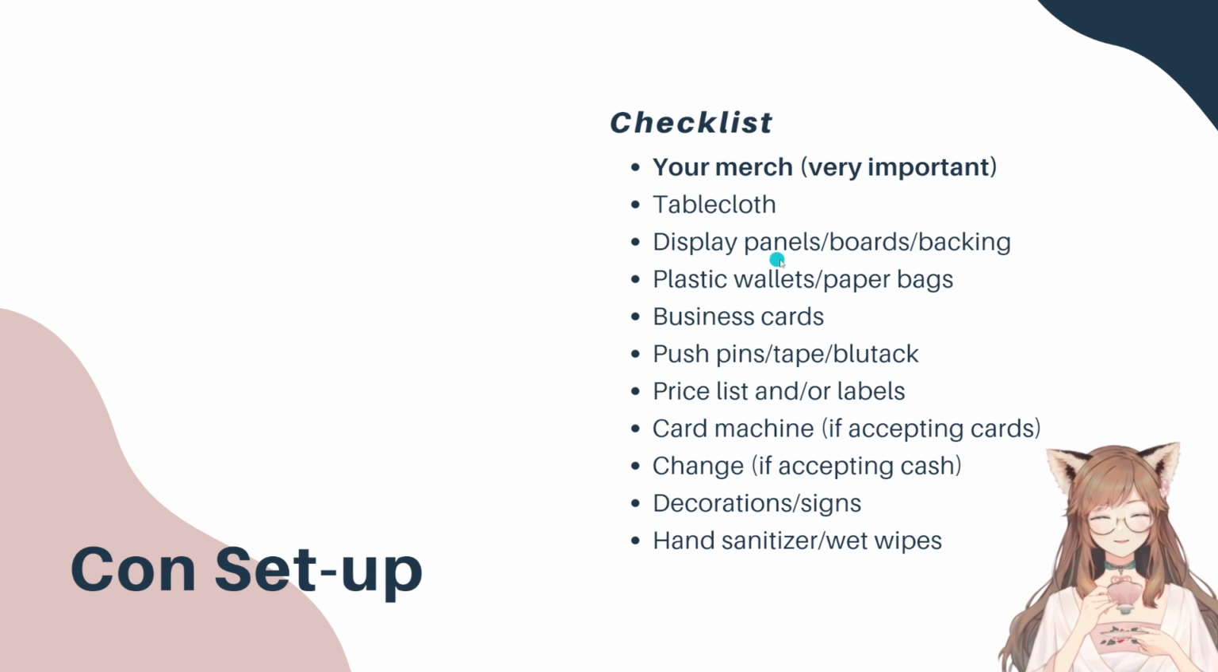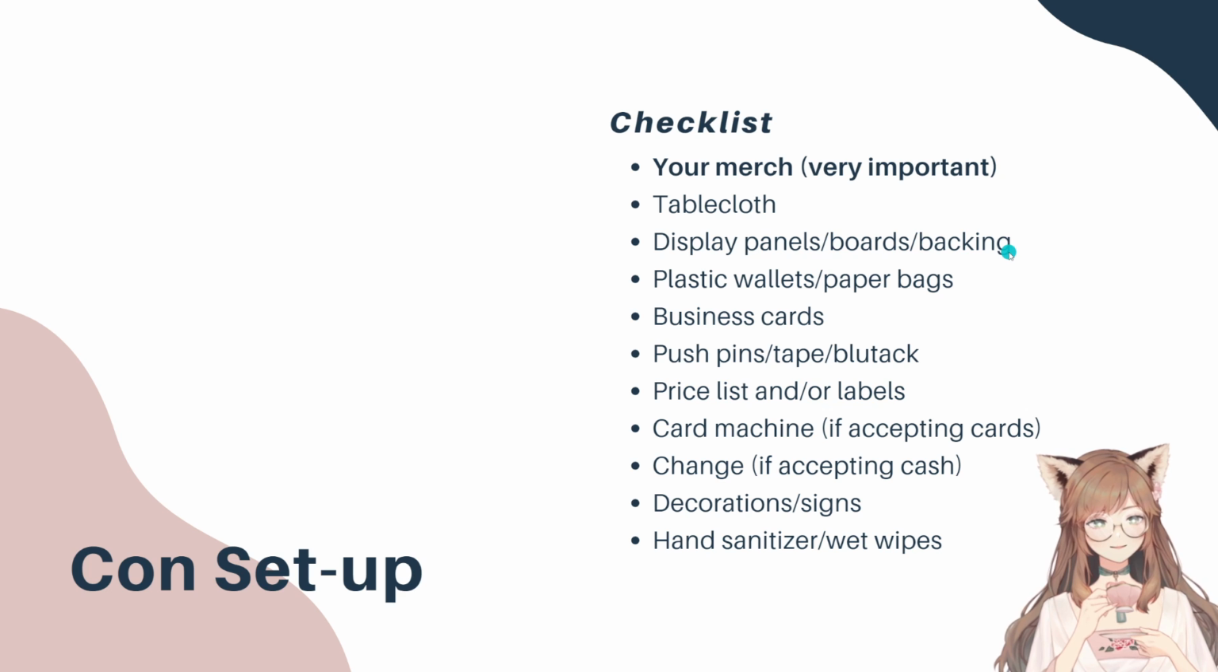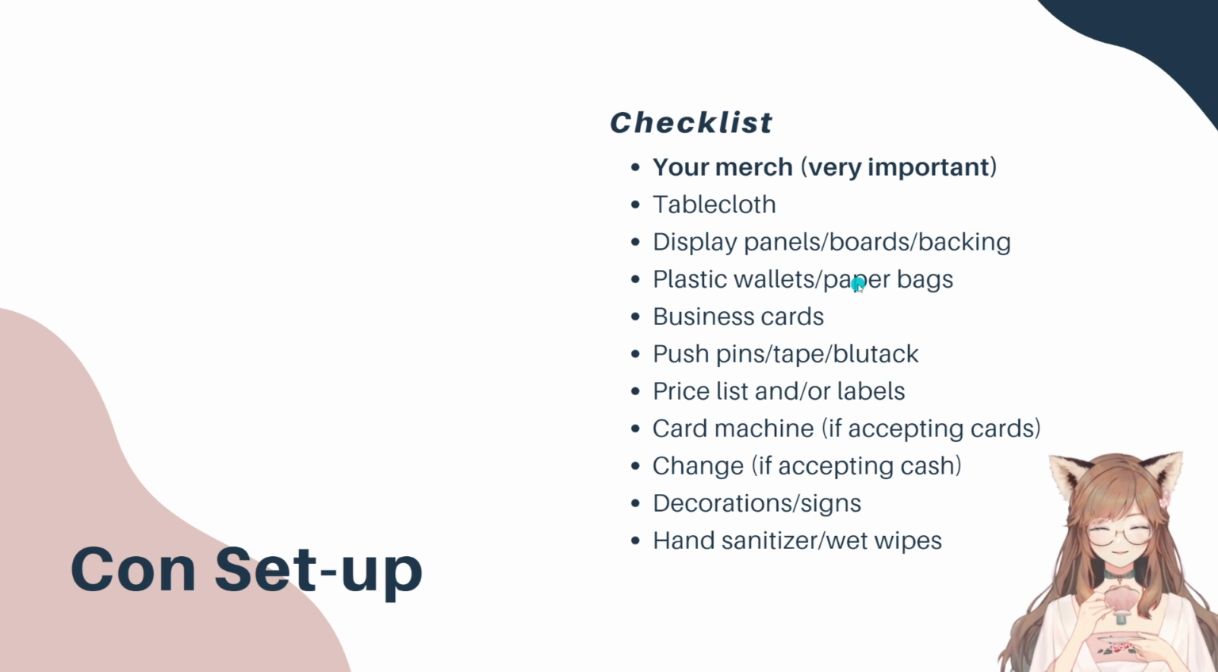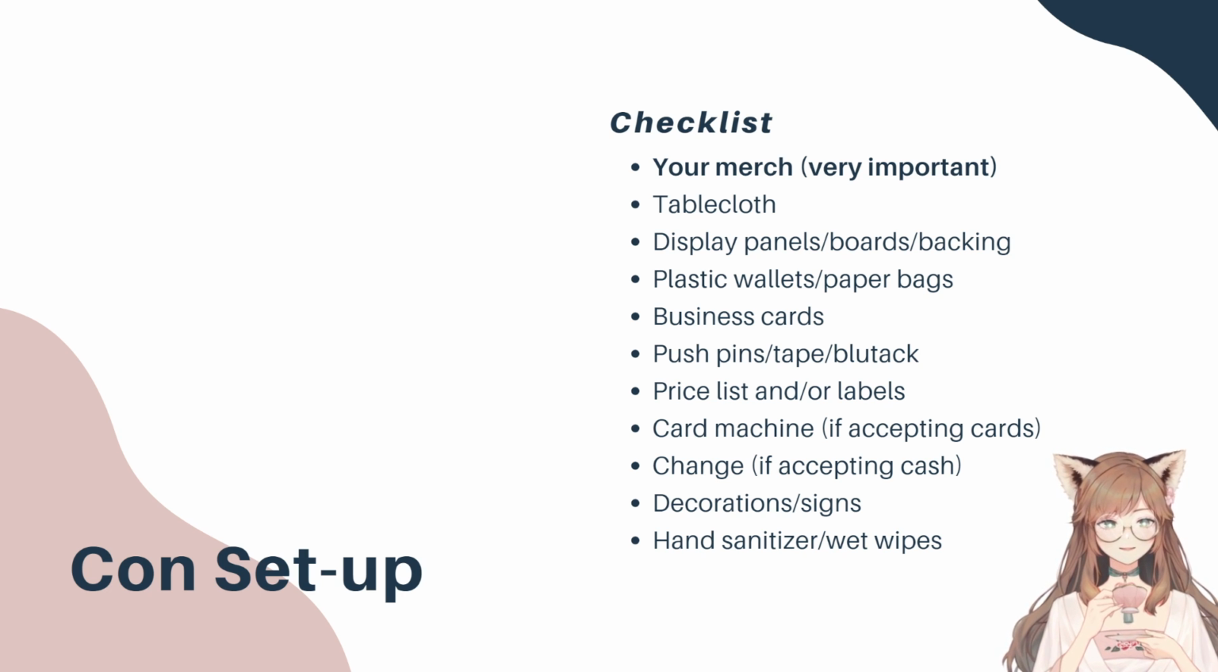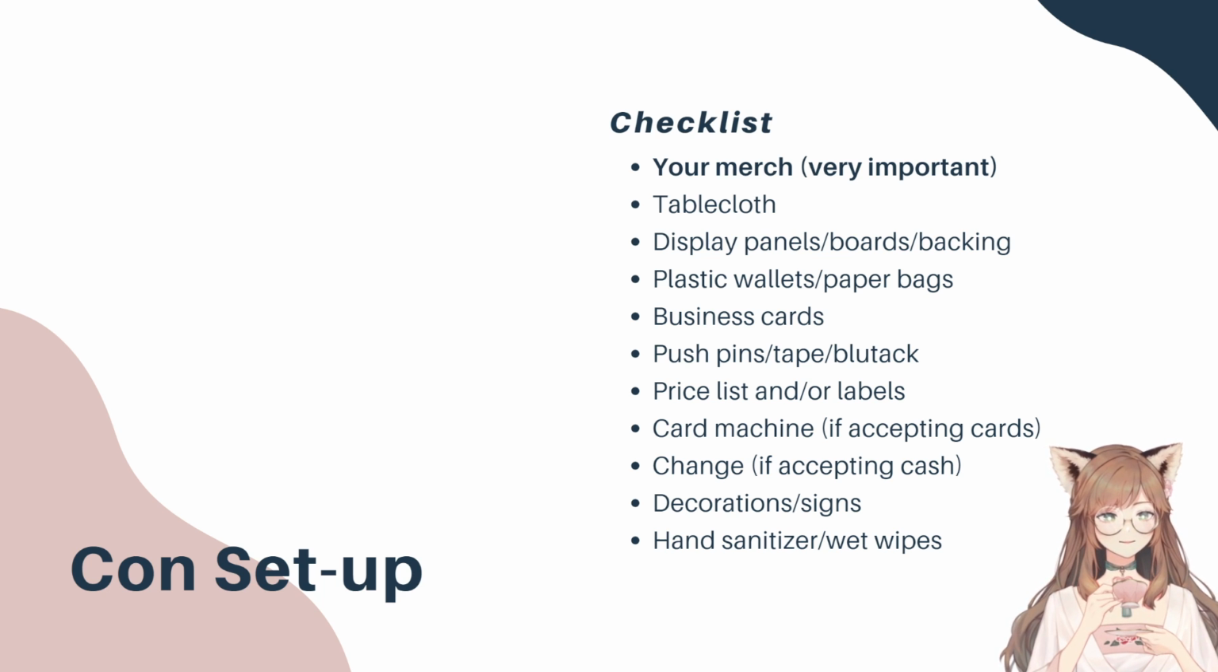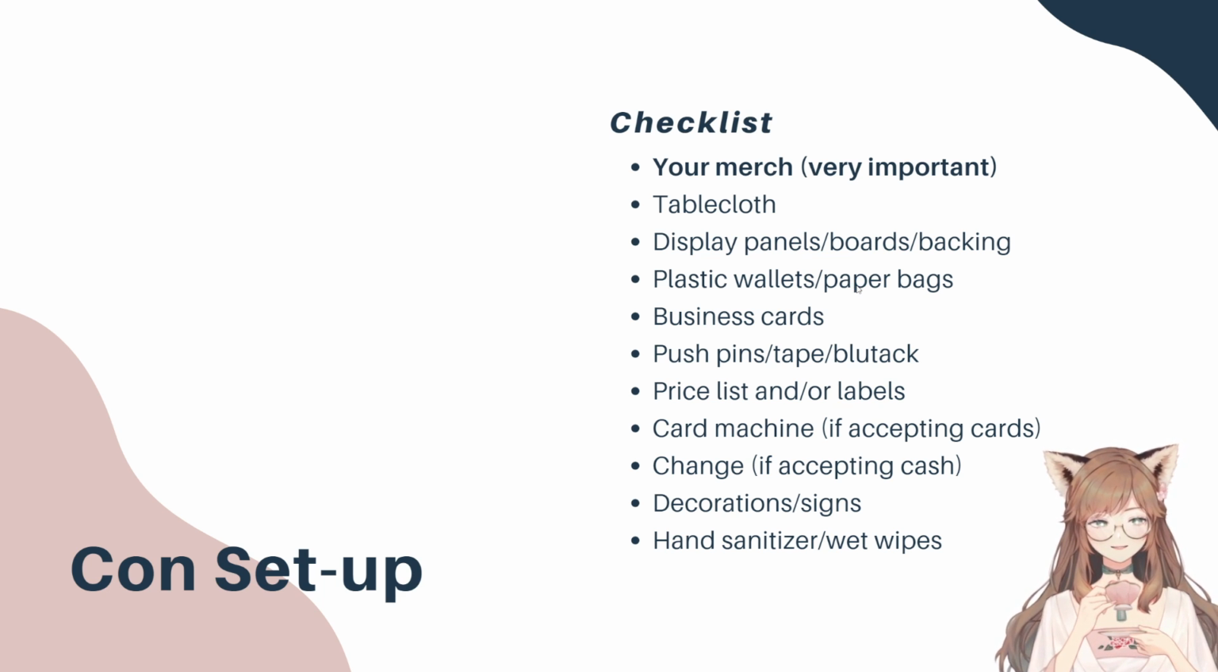Of course, your display panels and the boards and racks, anything that you need to put stuff on. Plastic wallets and paper bags for giving to the customer. Like you put your prints in the plastic wallet or the bag to protect them. I prefer to use the clear plastic wallets because it's like free advertising. If you put your print in there, when the customer walks around the con, people will see the artwork as well. But of course, plastic is not good for the environment, so it's up to you whether you want to use paper or plastic. Of course, bring business cards.